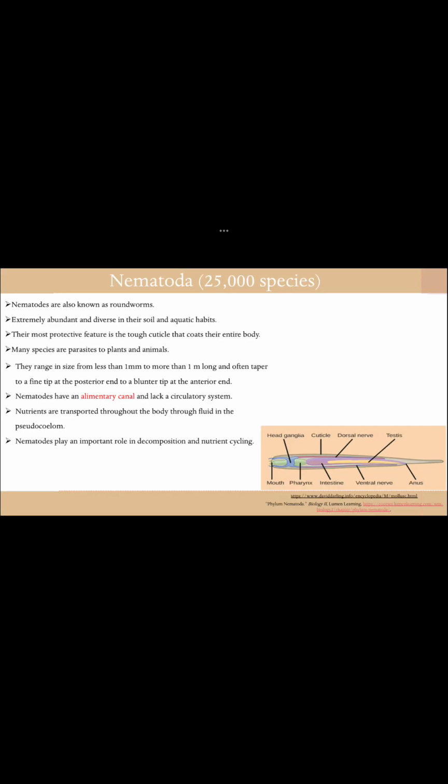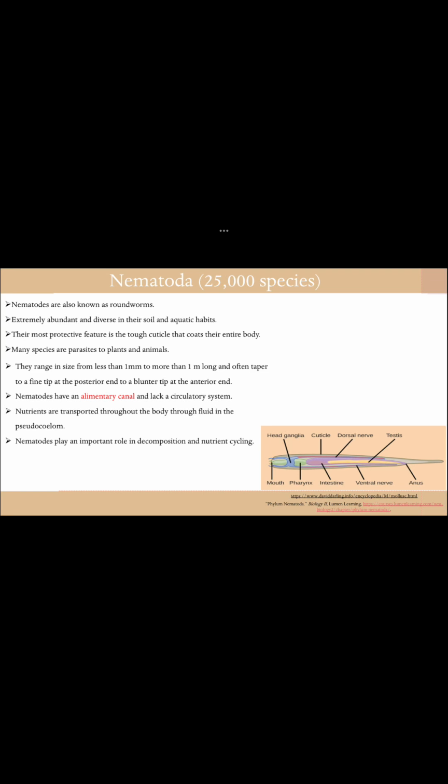The next phylum is Nematoda, which has 25,000 species. Nematodes are also known as roundworms. They're extremely abundant and diverse in soil and aquatic habitats. Their most protective feature is the tough cuticle that coats their entire body.